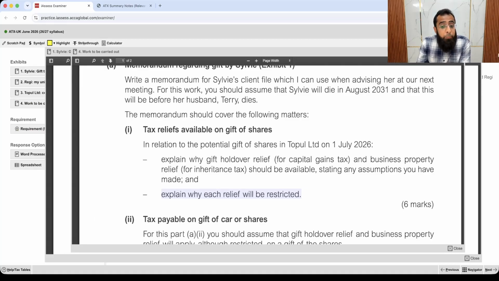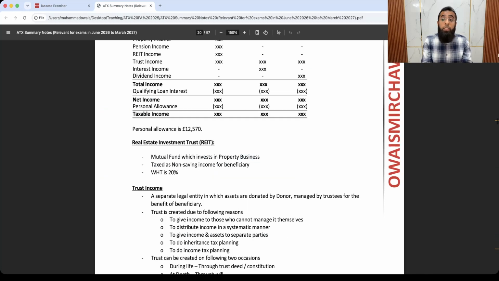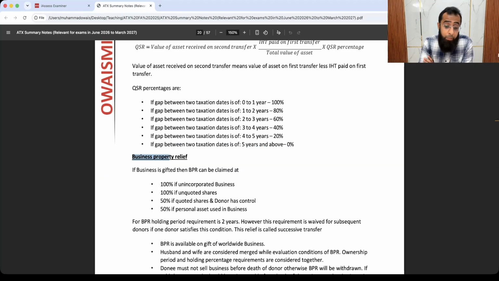So explain why gift holdover relief is available. Any assumption you are making. Explain why the relief will be restricted. Similarly, if I talk about business property relief, inheritance tax, so yes, business property relief will be available. Why will business property relief be available? Just go to the summary notes, refer to its requirements, see, in the examination it won't be given to you. Currently, it's available to you.